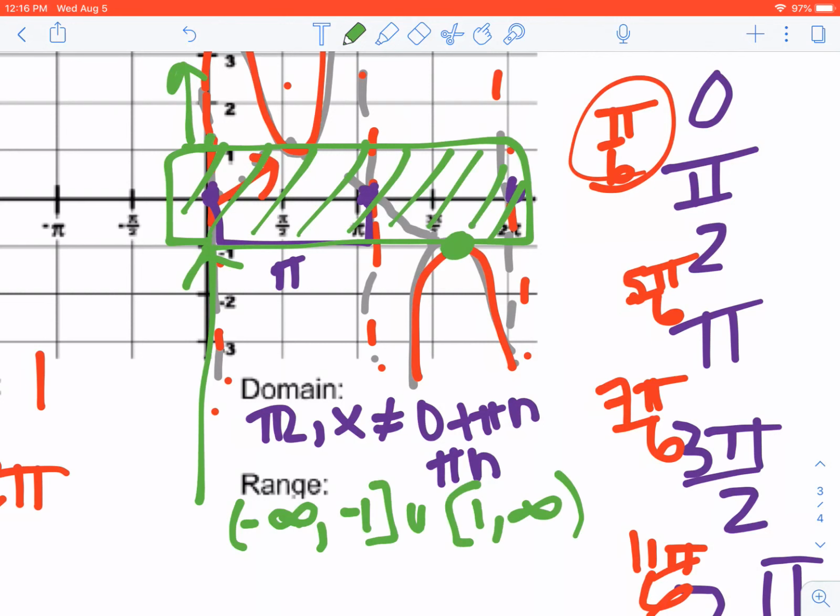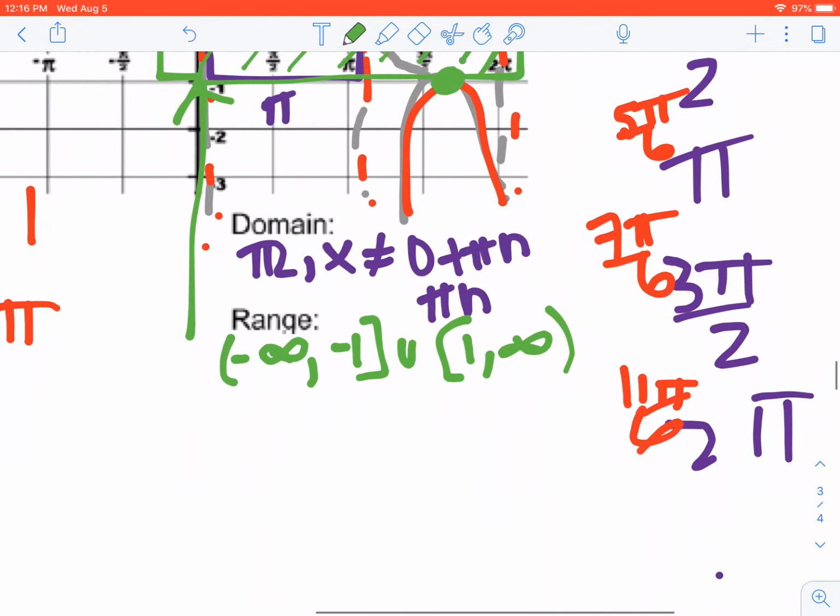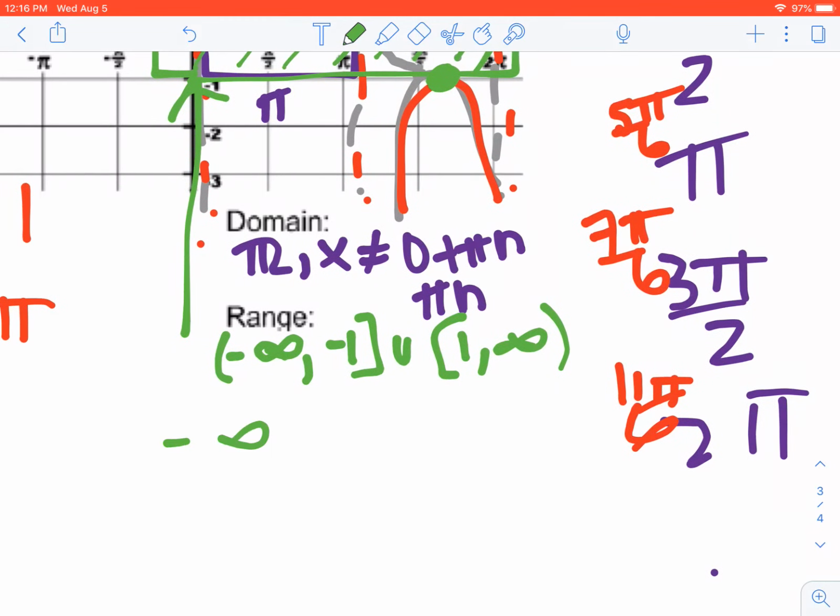If you want to write this using inequality notation, it would be negative infinity is less than y, is less than or equal to negative 1. And then you would also have 1 is less than or equal to y, is less than infinity.